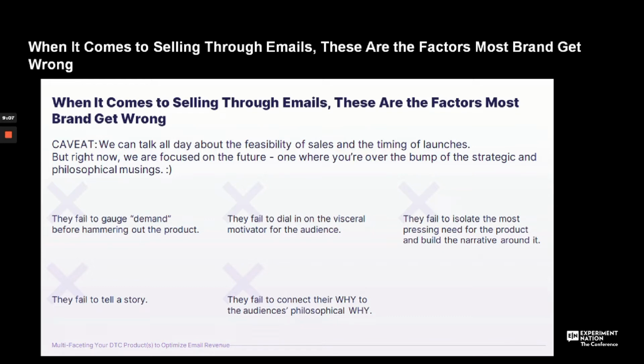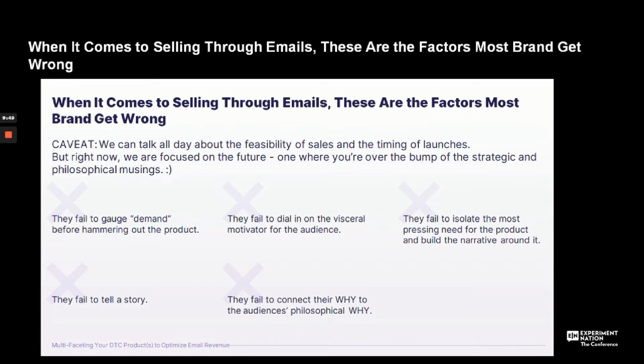They fail to isolate the most pressing need for the product and build the narrative around it. If the visceral motivator or the core motivator is mostly emotion based, I would say the pressing need or the pain point is mostly practical or tangible. Like I said, if the core motivator is vanity, I want to look good to my social circle, to my social crowd, the pressing need is I don't have shoes that help me look good when I am doing my runs, when I'm jogging, when I'm trying to prepare for that marathon. So it is a very practical and tangible aspect of this visceral motivator.